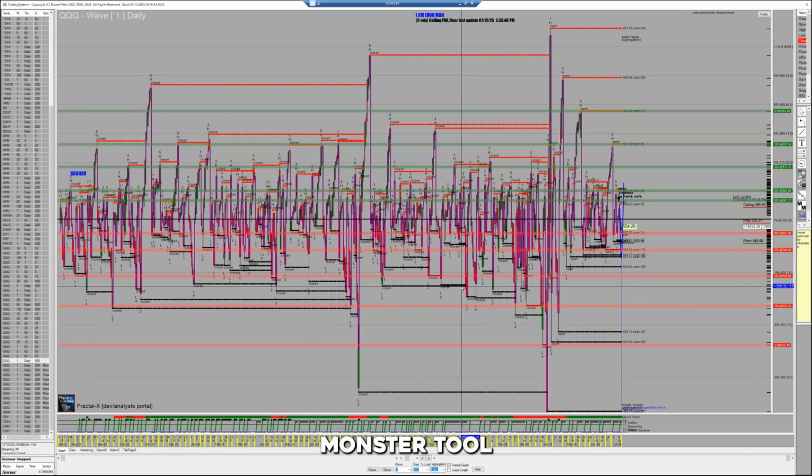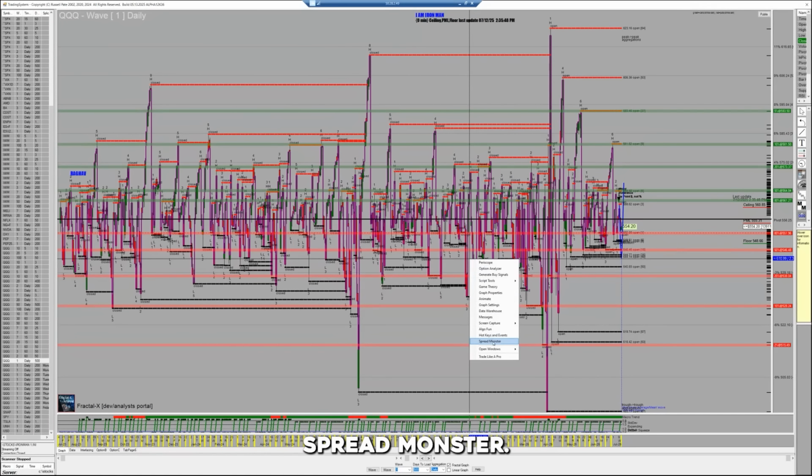Okay, so now we're going to talk about the spread monster tool, and basically we use the spread monster tool on the wave one daily the most because it works best on the daily time frame. I'm going to show you on different time frames too. I also plotted a chart using the spread monster tools somewhere around February and March, so I'm going to show you that as well. So let's go into spread monster.